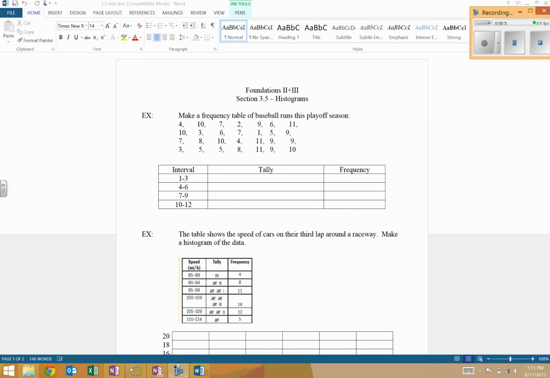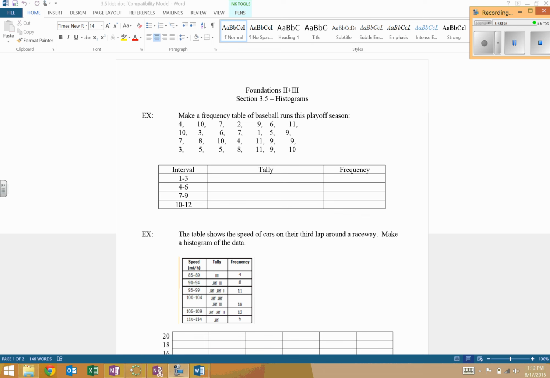But before you could do a histogram, you have to put all the data in the form of a frequency table. So let's take a look. Let's say if we have all this data of the baseball runs this certain team scored in a playoff season. What we want to do is come up with intervals. They have to be equal intervals.